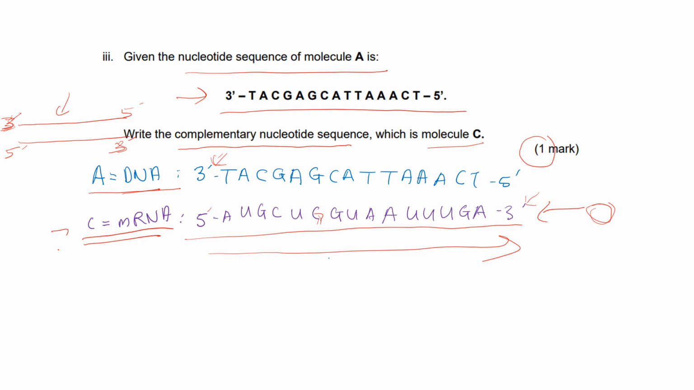Okay, and then on the DNA you have the thymine, so on the mRNA it has to pair with adenine. On DNA you have the adenine, so on the mRNA you have the uracil. Do not write thymine. Thymine is only for DNA, so you have to replace thymine with uracil for mRNA. Okay, so this is the whole sequence of the molecule C.